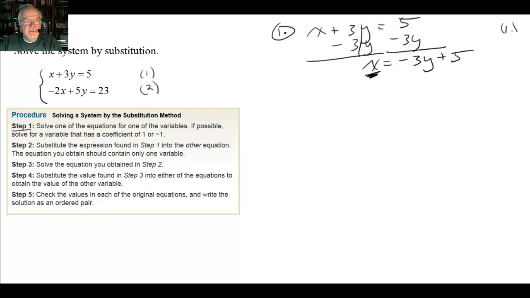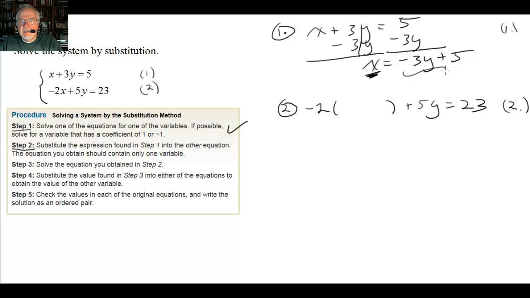And now we're going to move on to step number 2. So we finished number 1, right? Yep. So now let's check number 2. Substitute the expression found in step 1 into the other equation. Okay, we can do that. What's the other equation? Well, this was equation 1, so the other equation must be equation 2. What was equation 2? Well, it's minus 2x plus 5y equals 23. We're going to substitute, so let's leave a little room to substitute for x.